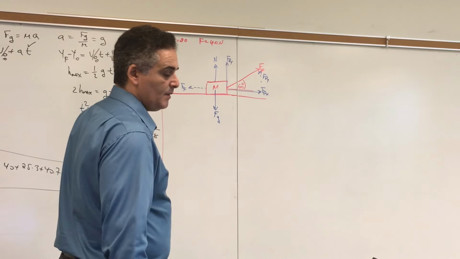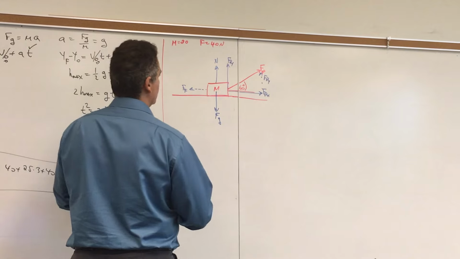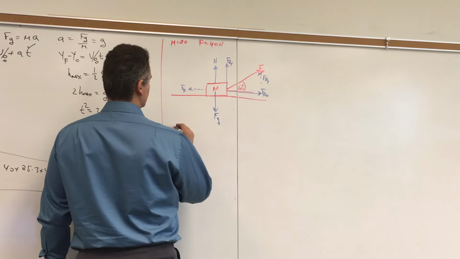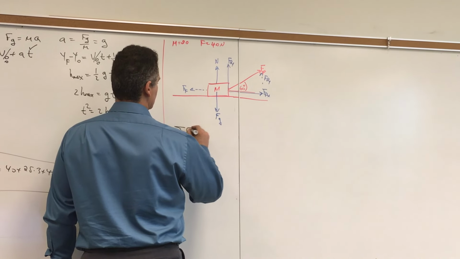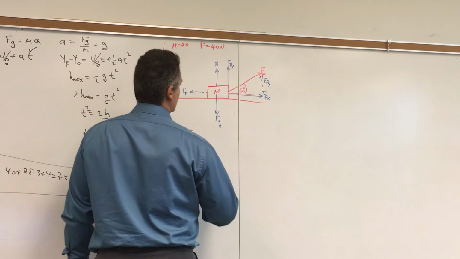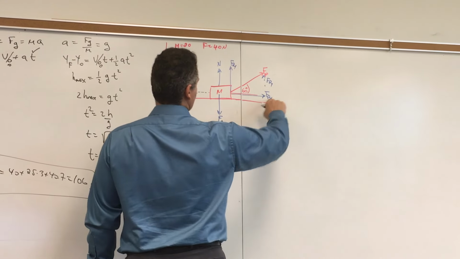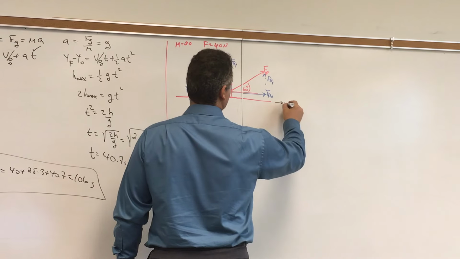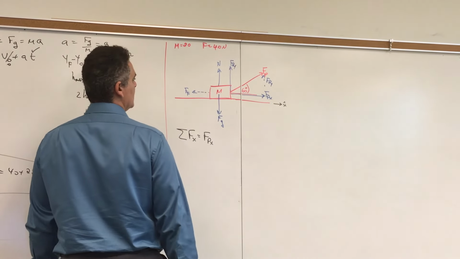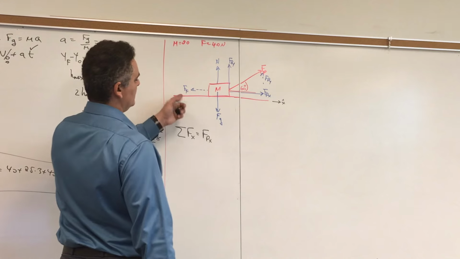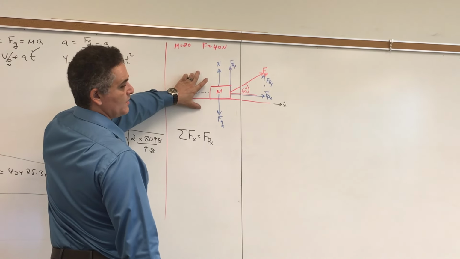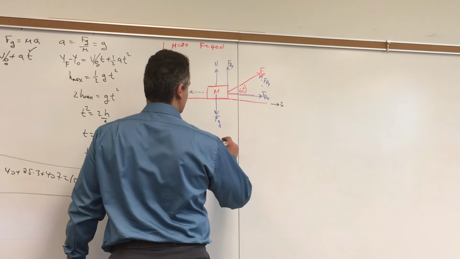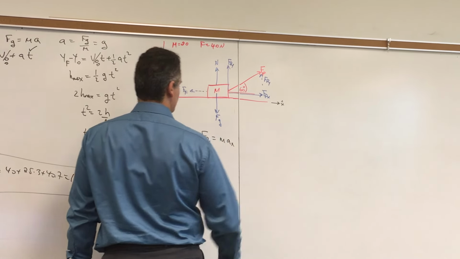Next part is we want to write the sum of forces. So in this case, the sum of forces in the x direction is going to equal what? We have FPX this way, right? Let's assume this is positive x, with x direction this way. And in this part we assume there's no friction, right? No friction. So that's just going to be MA in the x direction.